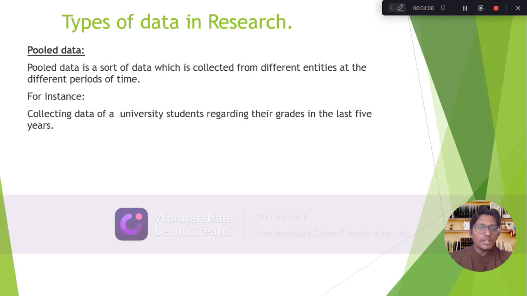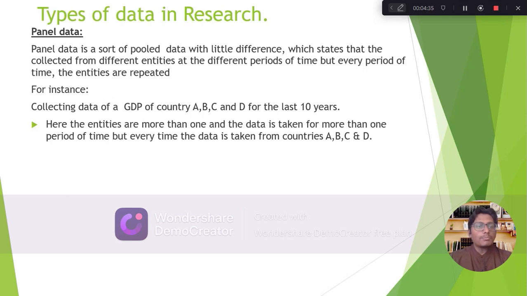Pool data contains both the characteristics of cross-sectional data and time series data. It means entities will be more than one and the time period of data collection will be more than one. Like collecting data of university students regarding their academics for the last 5 years. That kind of data is known as pool data. Another type of data is panel data, which most people say is synonymous to pool data, but there is a minor difference.